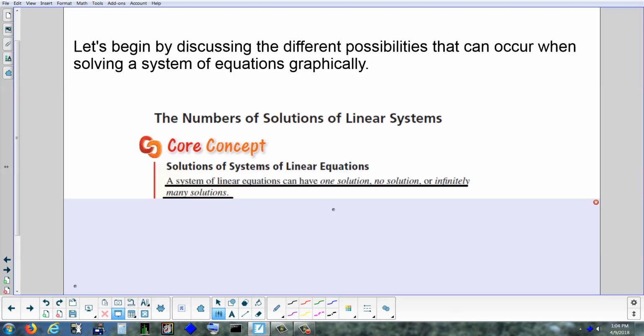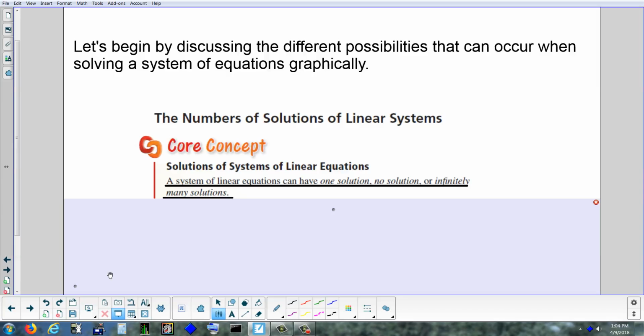So a system of linear equations can have one solution, no solution, or infinitely many. All right. So you guys have the pictures on your guided notes. That first picture has one spot where the lines intersect. If I have a graph that looks like that, do you think that's going to represent a linear system that has one solution, no solutions, or infinitely many?